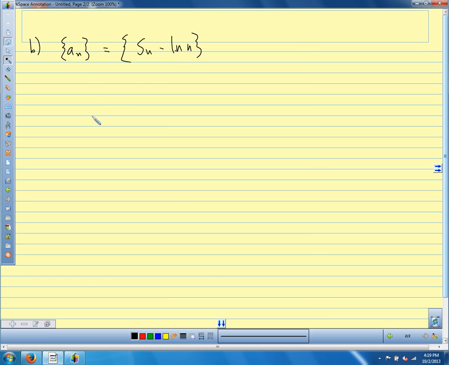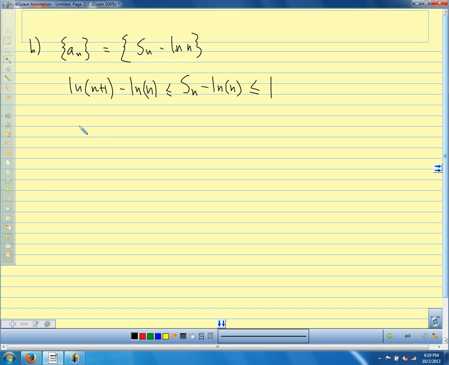And when I do that, I get that the natural log of n plus 1 minus the natural log of n is less than or equal to S of n minus the natural log of n. And that's less than or equal to 1.